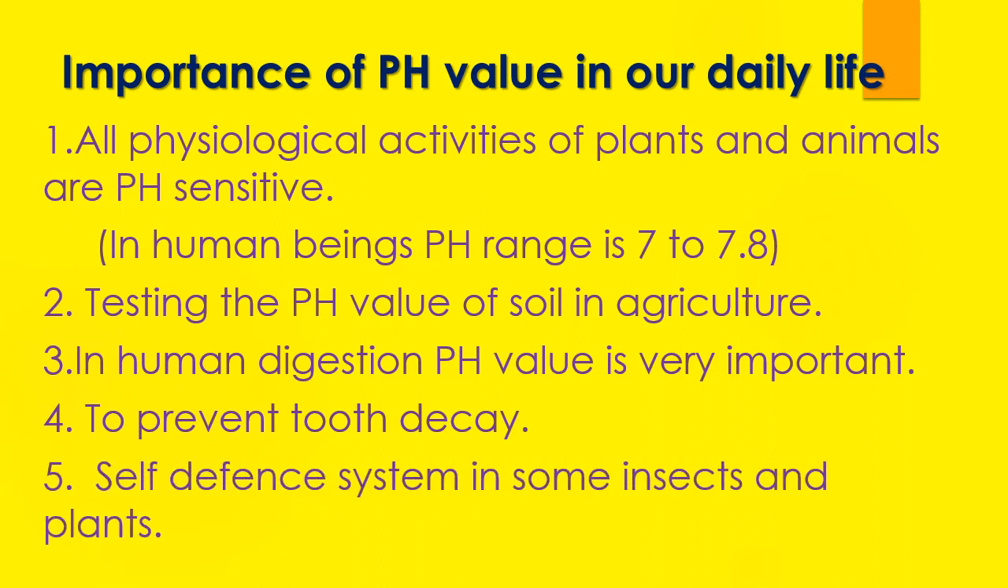The next point is, some insects and some plants show self-defense by injecting some acids. For example, the ant, the wasp, and the honeybee. They inject formic acid or methanoic acid, which causes irritation of the skin. That means we must know the pH value of those bites to get the good treatment.